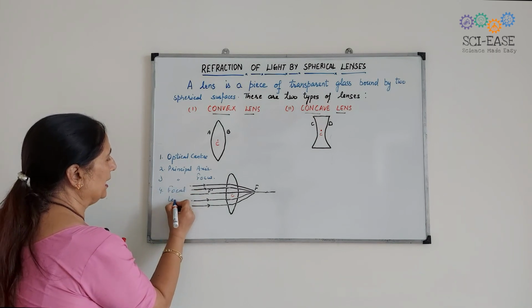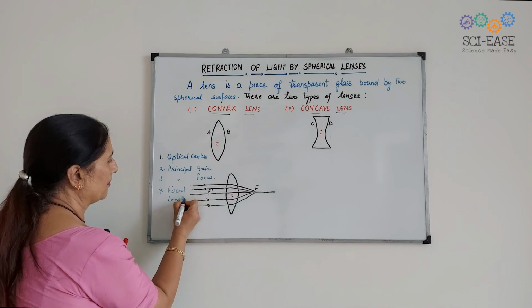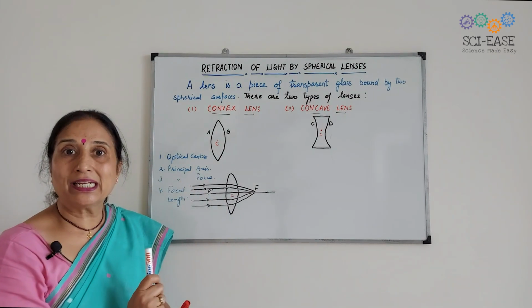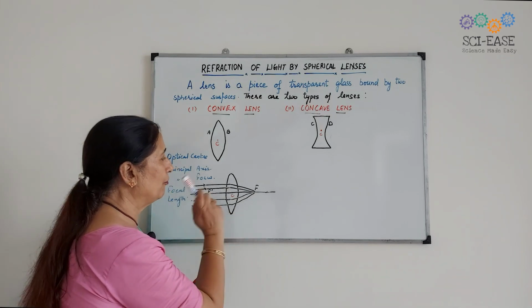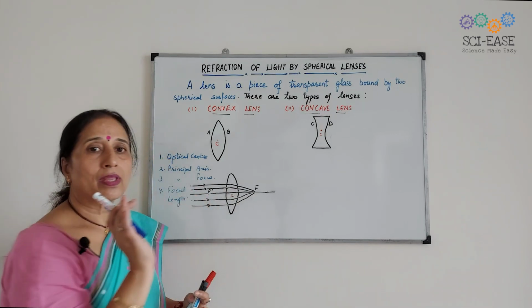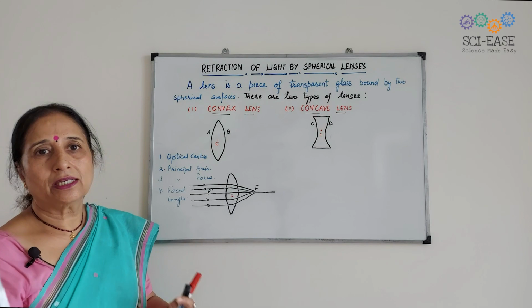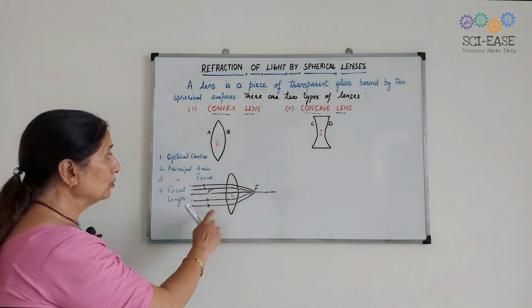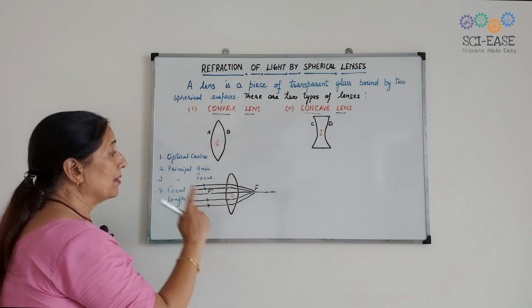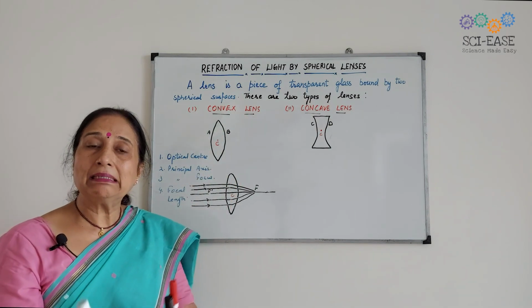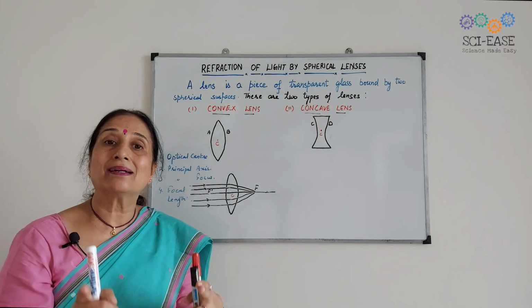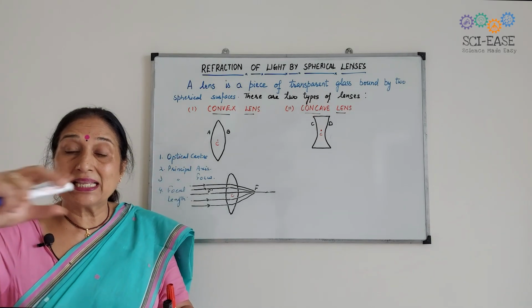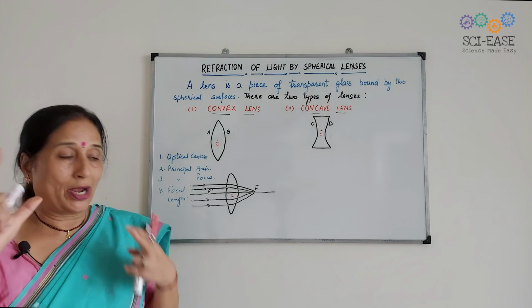And the fourth term which we have done is the focal length. So what is focal length? The distance between the optical center and the focus is the focal length of the lens. So I have told you about the convex lens. You must remember that the convex lens is the converging lens. This means that the rays will meet at one point.